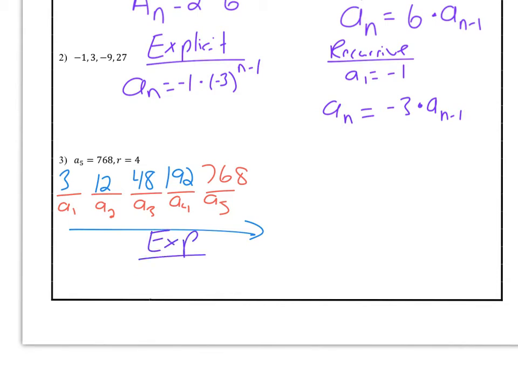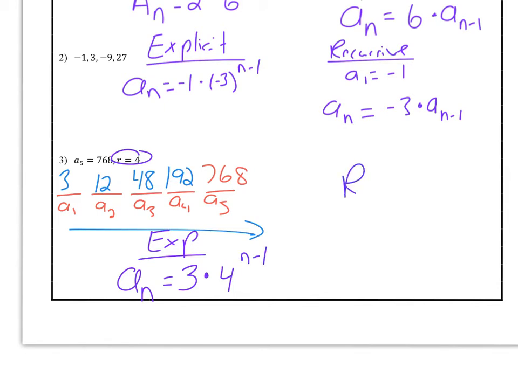Explicit formula is going to be a subscript n for any value of n. I can find any term I want to, first or the 10th or the 11th or whatever. So the first term is 3, times the multiplying number, which they already told us. It's right there, 4, raised to the n minus 1. And we're good to go.